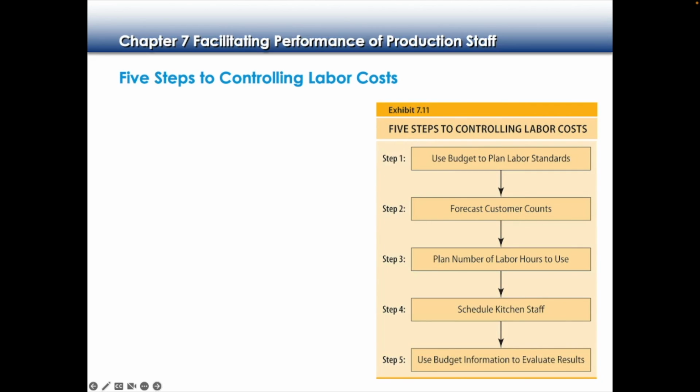Procedures for forecasting customer counts were discussed in Chapter 5. The process involves using point of sale or POS system information to determine previous sales. This historical information is then adjusted as necessary to make forecasts based on factors such as special community events and holidays. Step 3. Plan the number of labor hours to use.